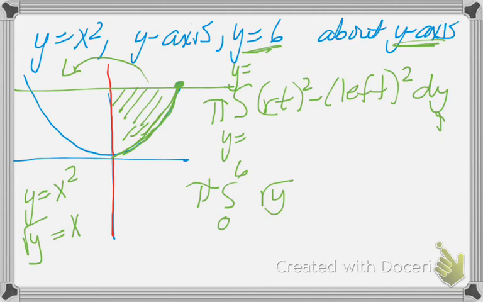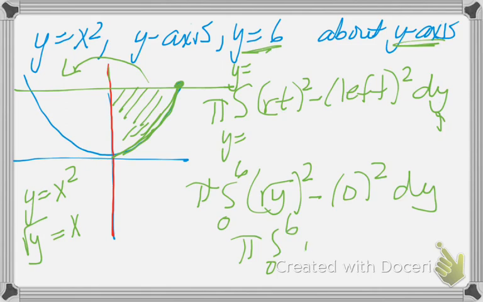So the square root of y squared minus the function on the left is the red line, which is just x equals 0. So that would be 0 squared dy. And of course, you could simplify this to that. Okay, that one wasn't so bad.